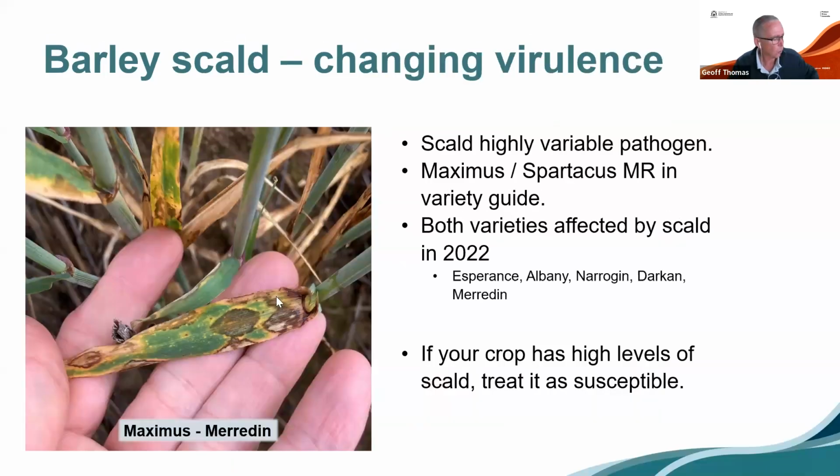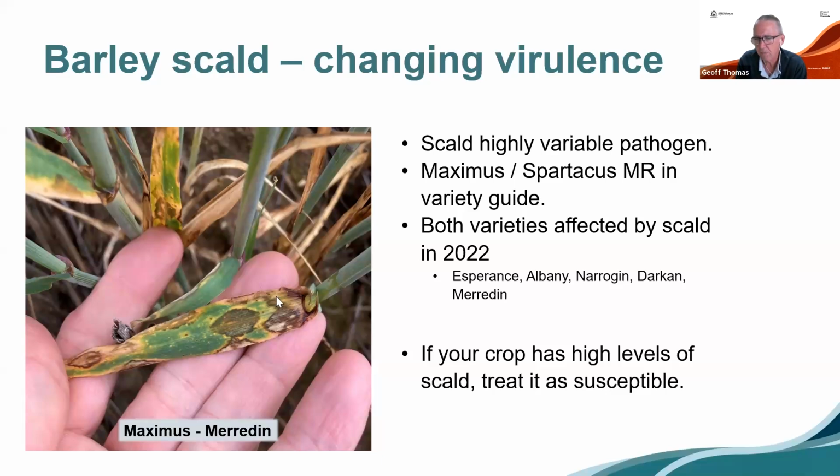The other thing about scald we know is it's quite a variable pathogen, and that whilst there has been a dominant pathotype, there certainly does occur new pathotypes or altered virulences. And last year, particularly, despite the fact that they're represented as MR in the variety guide to that more dominant pathotype, there were a number of paddocks of Maximus and Spartacus that exhibited patches, highly infected patches of scald.